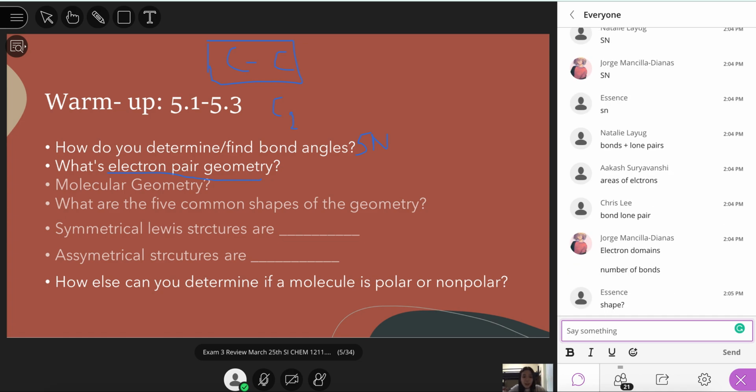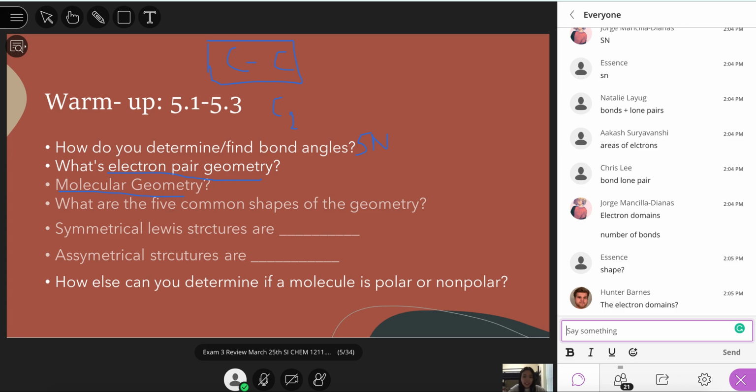Number of bonds, shape. Okay, so the number of bonds, yes, Jorge, that is correct. Part of it, actually. And then the atom's essence, that's used more in molecular geometry, which we'll get to. So electron pair geometry, electron domains, yeah, similar to that as well. It's actually a 3D arrangement of the bonding pairs and lone pairs. So it's not just the bonding pairs, you're using the lone pairs as well. And those are both included.